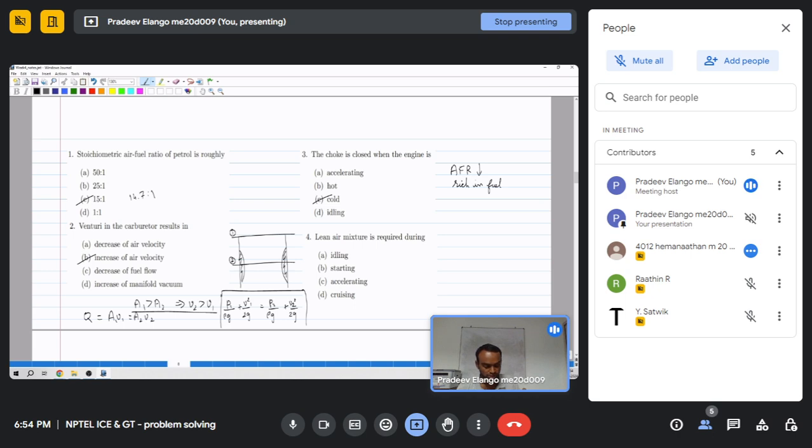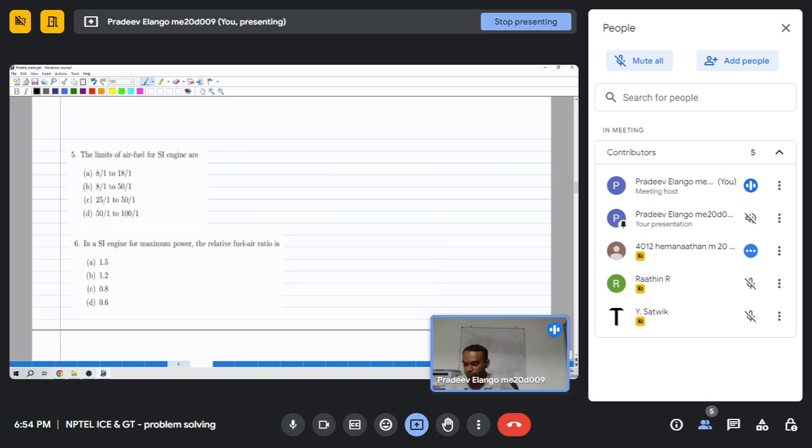A lean air fuel mixture is required during idling, starting, accelerating, or cruising. Cruising. While accelerating, we need more power. While starting, like I said, for better combustion we need a rich mixture, and idling also, because sustaining the engine at idling RPM is difficult, so we need more fuel. But while cruising, a lean mixture is enough.